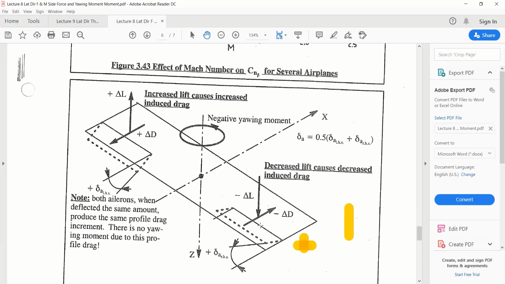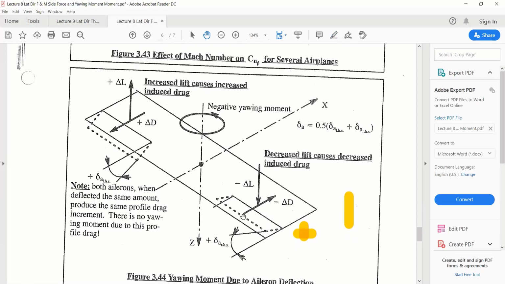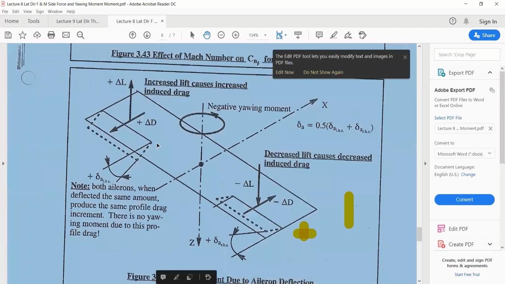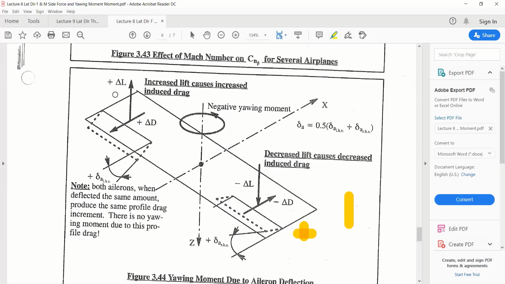So with positive aileron, this aileron is deflected up over here, and this aileron on the left is deflected down. So right side up, left side down, we get less lift on this side and more lift on this side, and that's what gives us a positive rolling moment. We get less drag over here because we have less lift, and we get more drag over here.